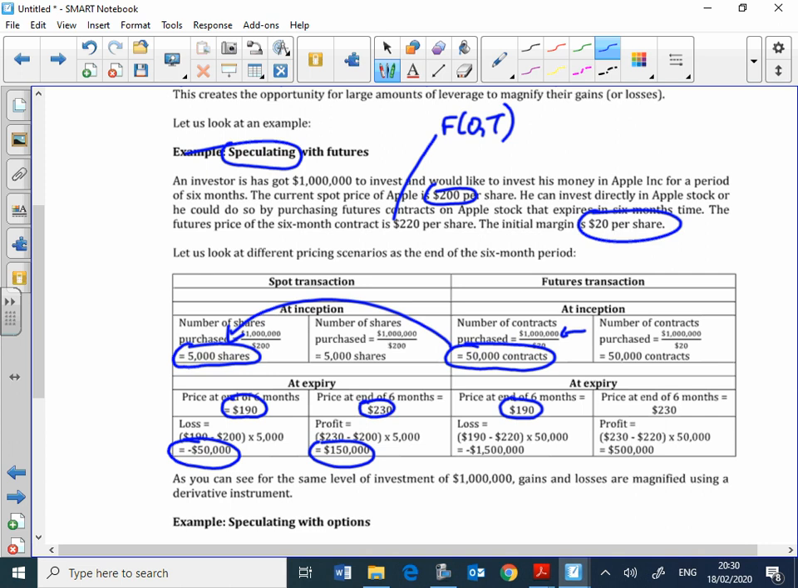Because it's not an option. Literally, it's not an option. It's a futures transaction. It's a forward commitment. So I lose $30 a share. You happy? Times 50,000, I lose 1.5 million. The same price, guys. Okay. On the spot, I lose 50 and I lose 1.5 million on a futures transaction.